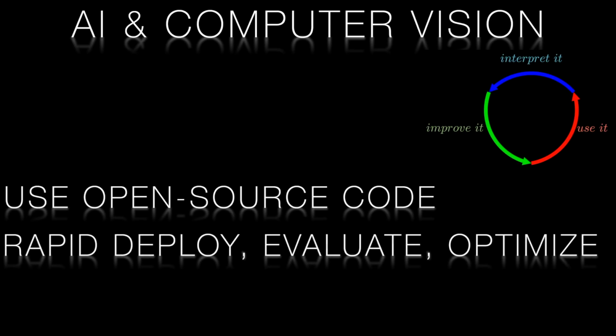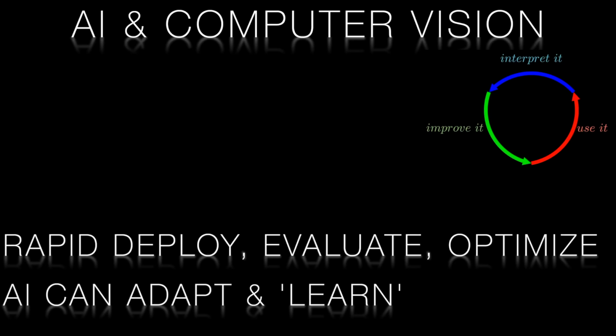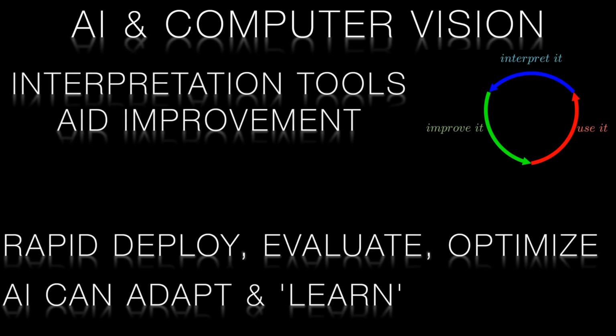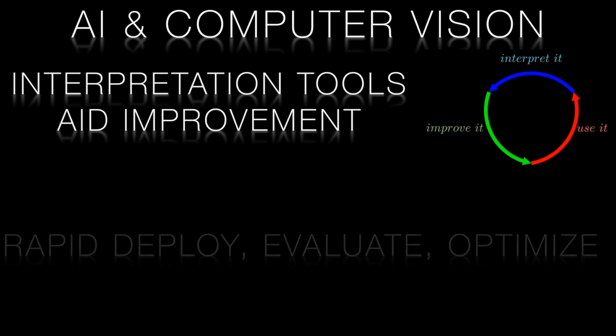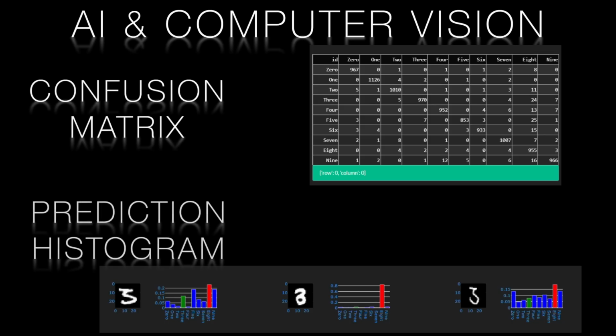All technology follows a cycle of deployment, evaluation, and improvement. In that respect, AI solutions are no different from traditional technology. However, AI can adapt and improve when presented with new data. So this cycle is typically much tighter for AI systems. To get the best out of AI, we develop evaluation and interpretation tools to leverage faster improvement.